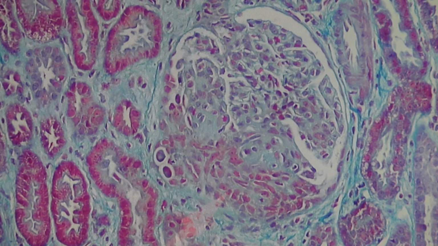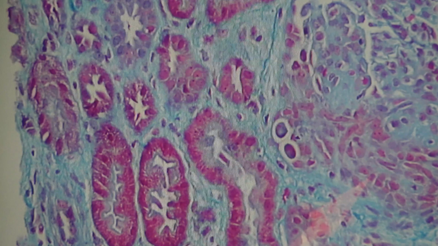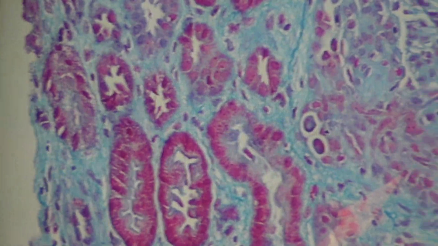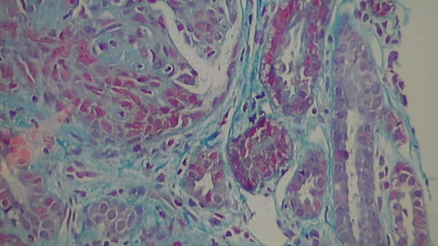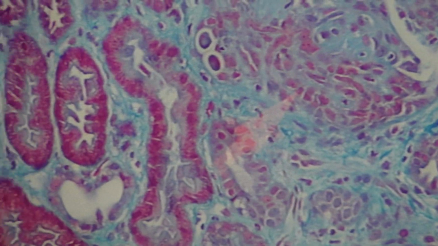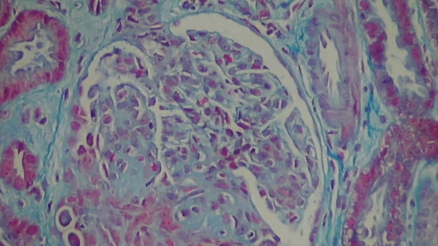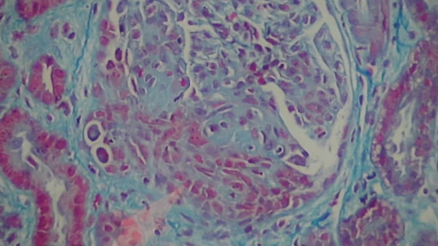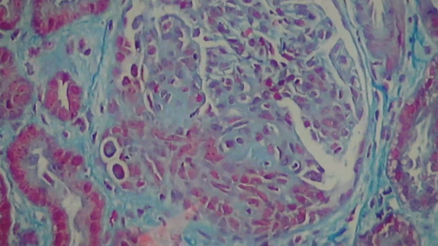As we go up higher, you can also see that unlike the situation you'd find in an adult biopsy, the surrounding tubules are not atrophic. They have normal thin basement membranes which stain blue, and so that's quite different from what would happen probably if you had severe glomerular disease like this in an adult patient.